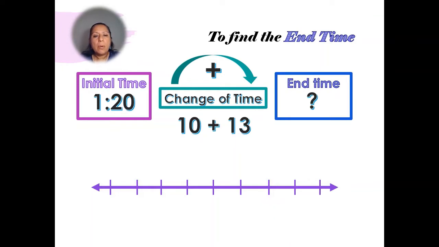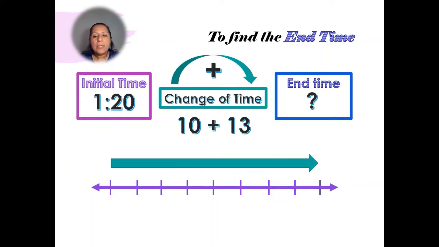In this kind of problem, when we are trying to find the end time, we're going to be advancing up in time, and that means we have to add the times. So let's see how this works in the next problem.